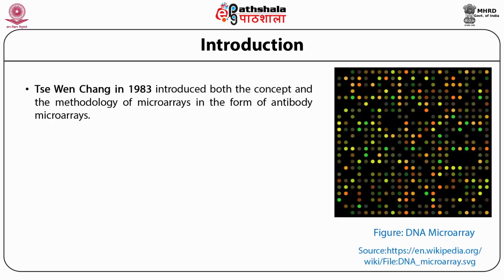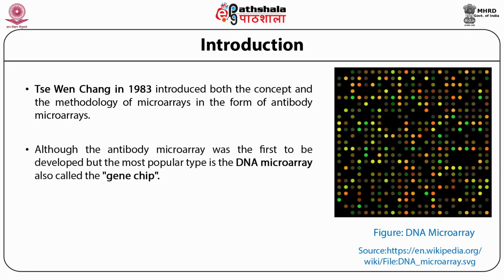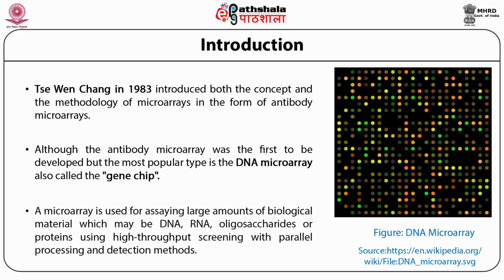Wen Chang in 1983 introduced both the concept and the methodology of microarrays in the form of antibody microarrays. Although the antibody microarray was the first to be developed, the most popular type is the DNA microarray, also called the gene chip. A microarray is used for assessing large amounts of biological material, which may be DNA, RNA, oligosaccharides, or proteins, using high throughput screening with parallel processing and detection methods.